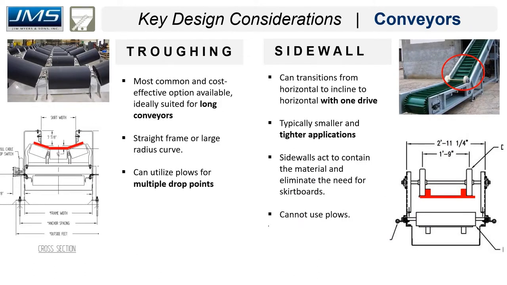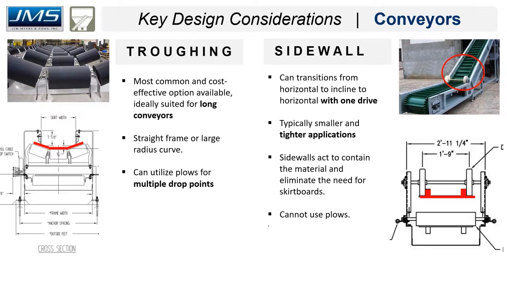We have a troughing and a sidewall design. Troughing is probably 75% of the wastewater treatment belt apps. It can transition from this troughing profile to flat carry idlers, where we need to utilize plows to have multiple drop points. A sidewall belt is a flat belt with corrugated walls that hold product as a belt changes direction.